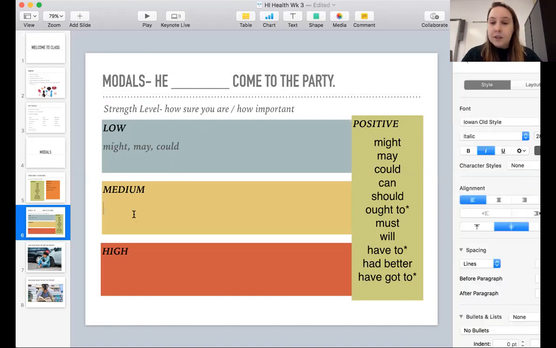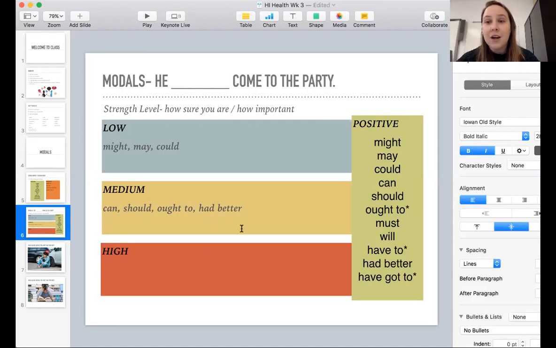Our medium strength are going to be can, should, ought to, and had better. So these 4 are all about the same strength. So he can come to the party. That means he probably will. He is able to. He should come to the party. That means you know what is the right answer. He ought to come to the party. You know that going to the party is the right answer.